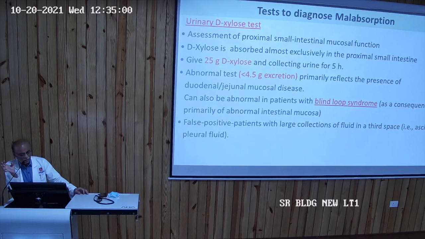So it is to be seen in the urine. If it is absorbed well, it will go to urine. If less than 4.5 gram per day goes to urine, that means it is not completely absorbed. So it indicates malabsorption. Similarly, in blind loop syndrome, it will not digest. Due to multiple diverticula, it may not be completely absorbed, so it will not come to urine in the full amount.